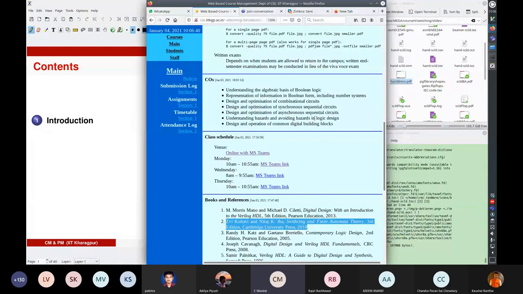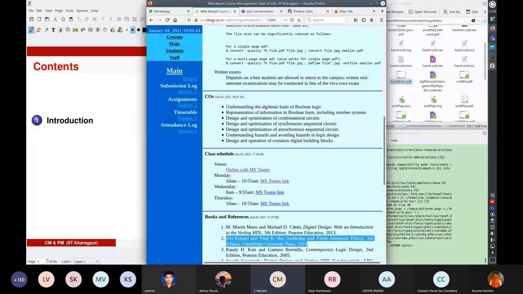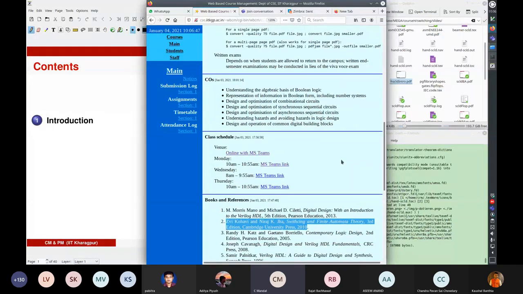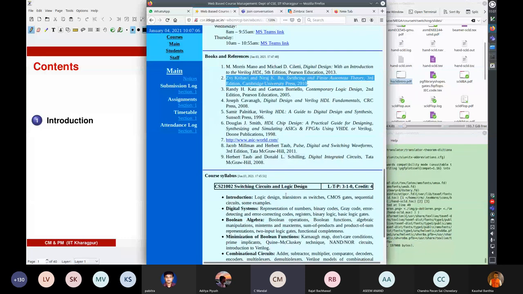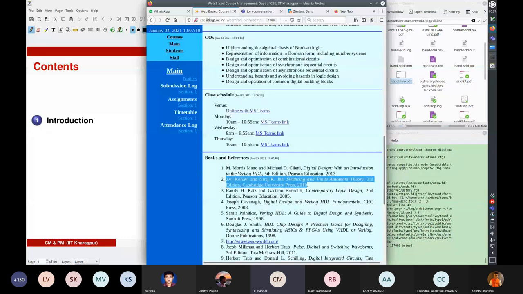Here are some course outcomes. When you do this course, what do you expect? What kind of proficiency do you expect at the end of the course? I've just listed some outcomes to the best of my understanding, and tried to keep it compatible with the items in the syllabus. So one aspect is understanding the algebraic basis of Boolean logic, and then we'll look at representation of information in Boolean form, including number systems.